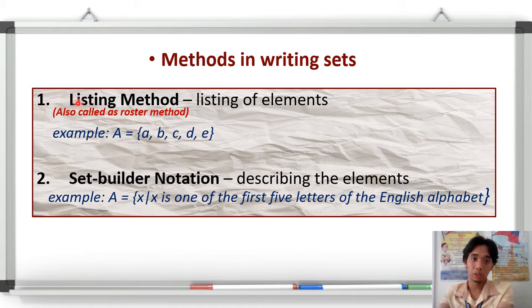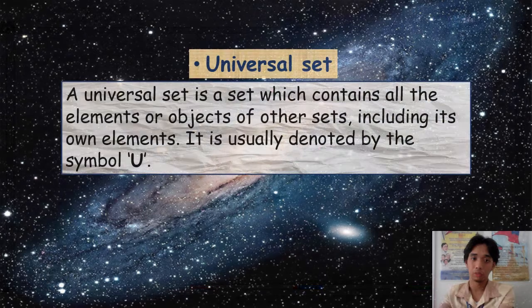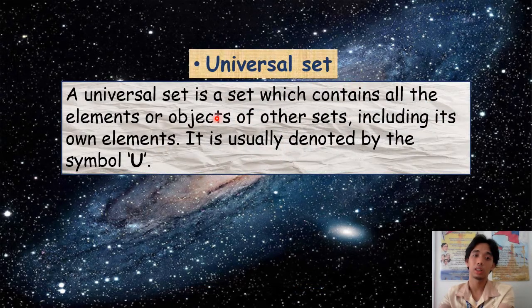So now that we are done in these methods in writing, let's proceed to the universal set. Universal set. A universal set is a set which contains all the elements or objects of other sets, including its own elements. It is usually denoted by the symbol U.